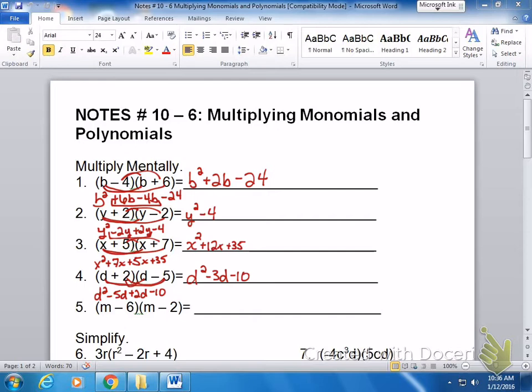So the last one I am going to do mentally. I'm going to know that it's going to be m times n first, so I get m squared. But all you have to do to get the middle term is take negative 6 minus 2. Negative 6 minus 2 is negative 8, so minus 8, and we put an m on it. And then negative 6 times negative 2 is plus 12. If you don't like the mental way, keep doing it the other way. But if you get that, that's really good, so you can use that. All right, guys, so there's a couple of those on the quiz tomorrow. Let's go on to the next one.